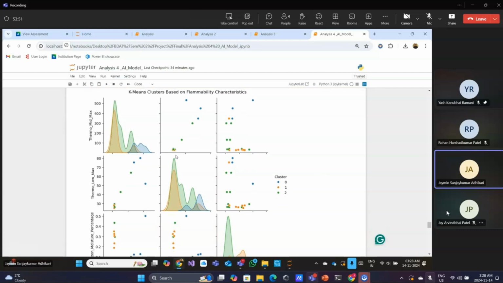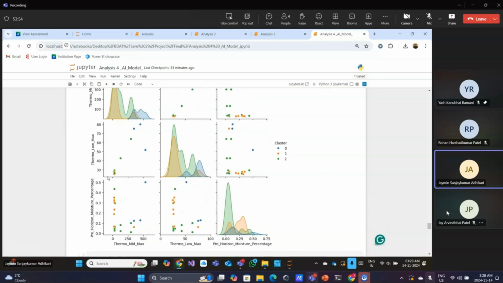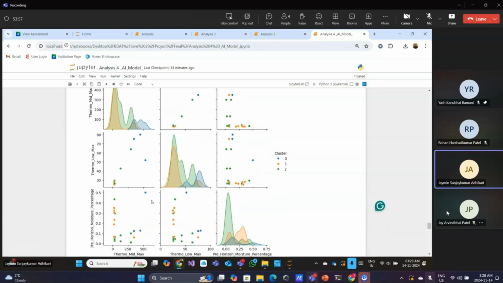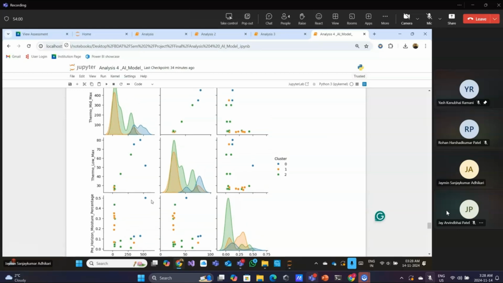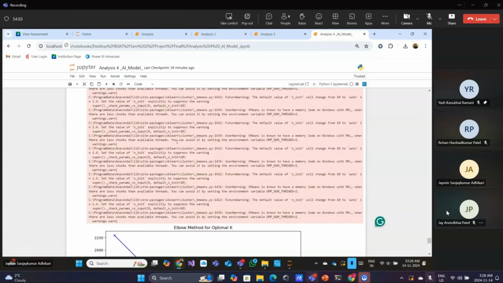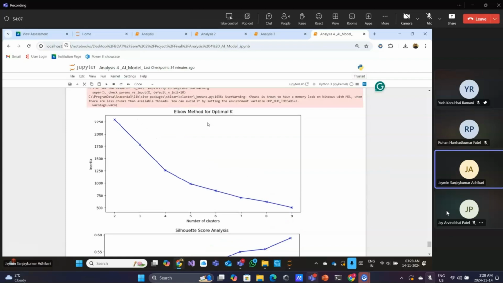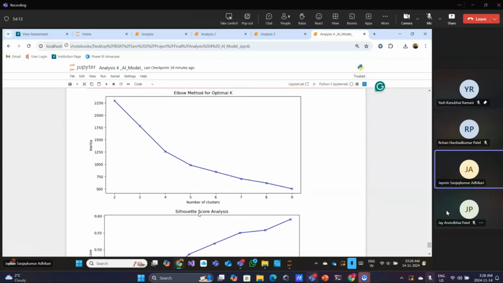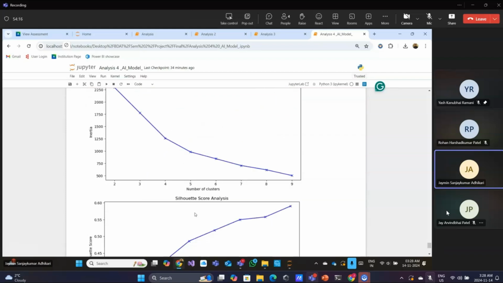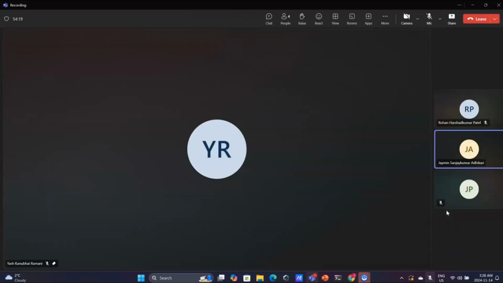These are the thermo mid max, thermo low max, and the pre-horizon moisture percentage, all for the different vegetation characteristics. And this is the elbow method to identify the number of K, and another score analysis. So that's all from my side. Thank you. Now my friend Rohan will continue.